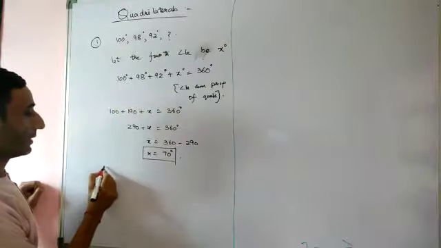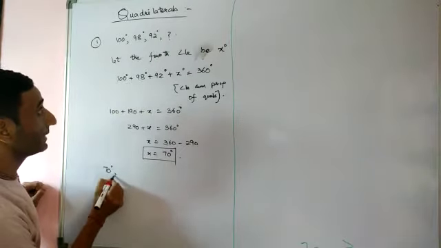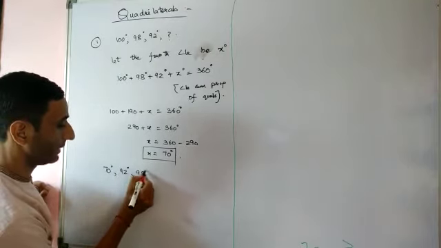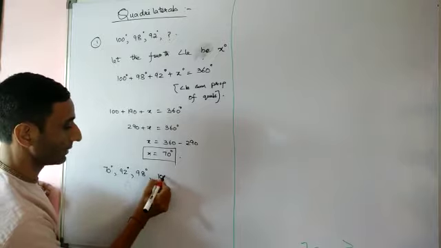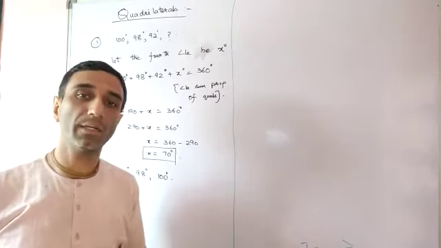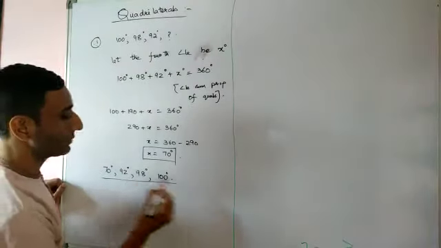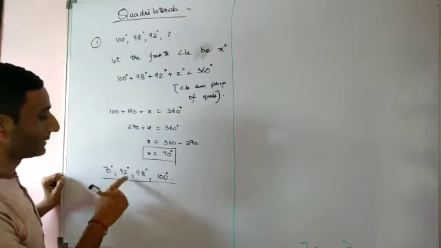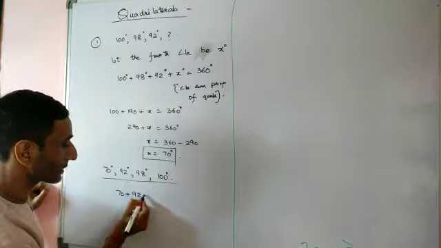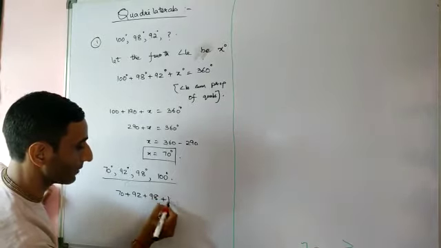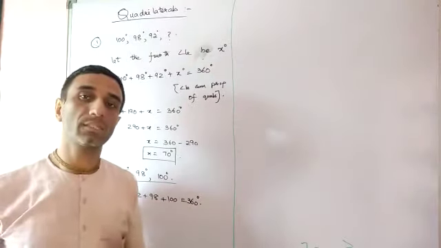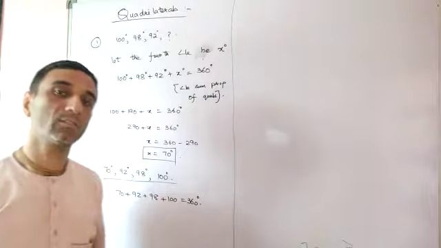So the four angles of the quadrilateral are 70 degrees, 92 degrees, 98 degrees and 100 degrees. Now if you want to cross check whether we are correct or not, you can add up these four angles: 70 plus 92 plus 98 plus 100 degrees will be 360 degrees. So this is cross checking our solution.